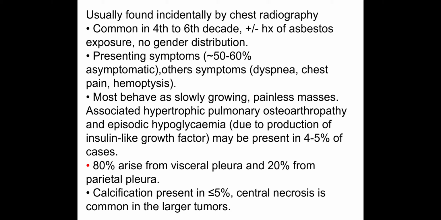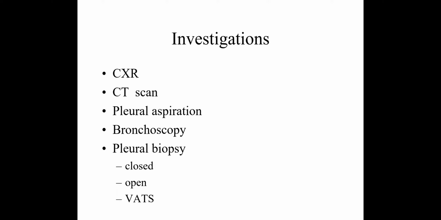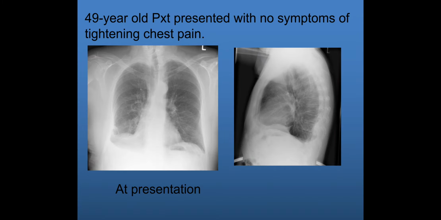80% arises from visceral pleura and 20% from parietal pleura. Calcification is present in less than 5%. Central necrosis is common in the larger tumors. What investigation do you need to do to reach the diagnosis? The diagnostic workup includes chest X-ray, CT scan, pleural aspiration, bronchoscopy, pleural biopsy, closed, open, or by VATS.